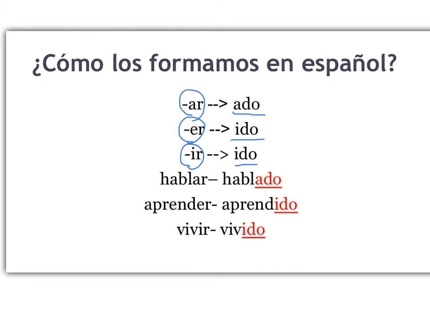It's really important, though, to always start with the infinitive. Don't try to start with some other form of the verb. So, for example, hablar becomes hablado. Aprender becomes aprendido. Vivir becomes vivido. So those are three good examples of regular past participles in español.